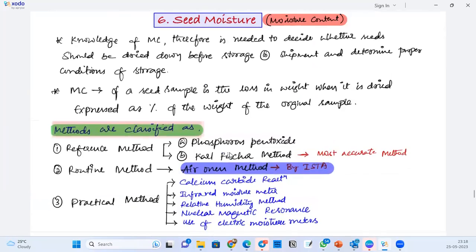Next is about seed moisture content. I told you the hot air oven method, right? So for seed moisture content, as per the ISTA recommendation, it is the hot air oven method which is usually followed. Nowadays, even in research and in seed testing laboratories, we follow the hot air oven method to test the seed moisture content.